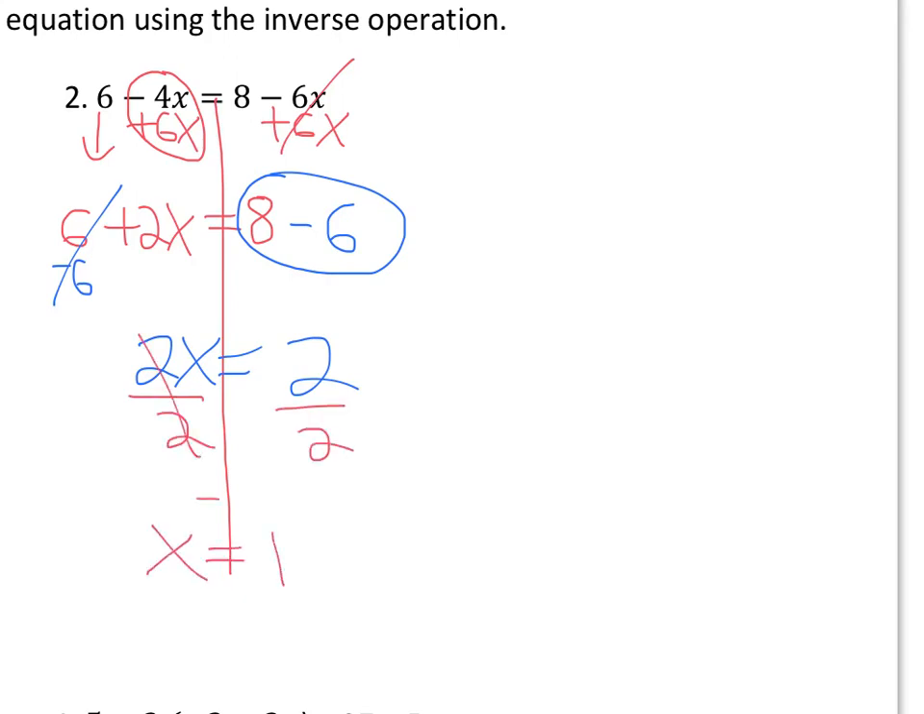That's my answer. All right, so that was variables on both sides. The main point there is you want to eliminate the smaller variable and move it to the other side.